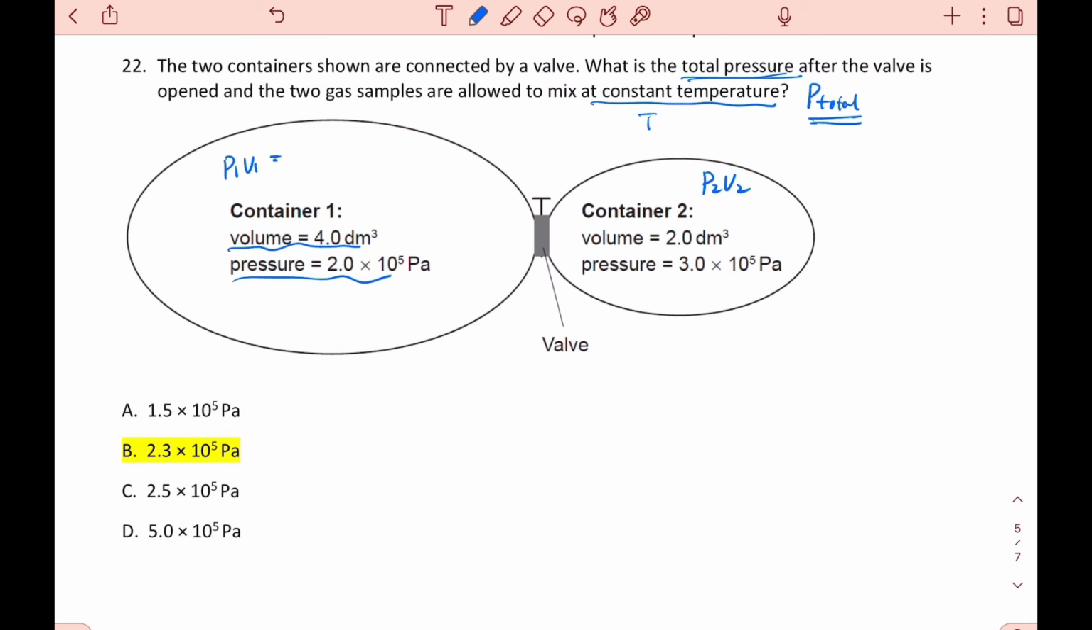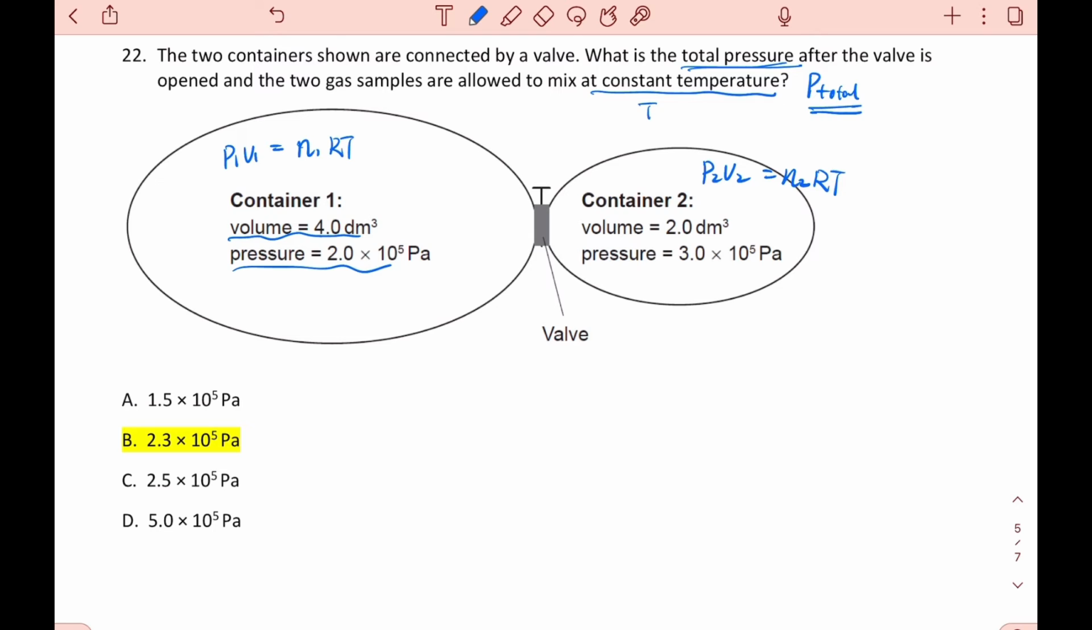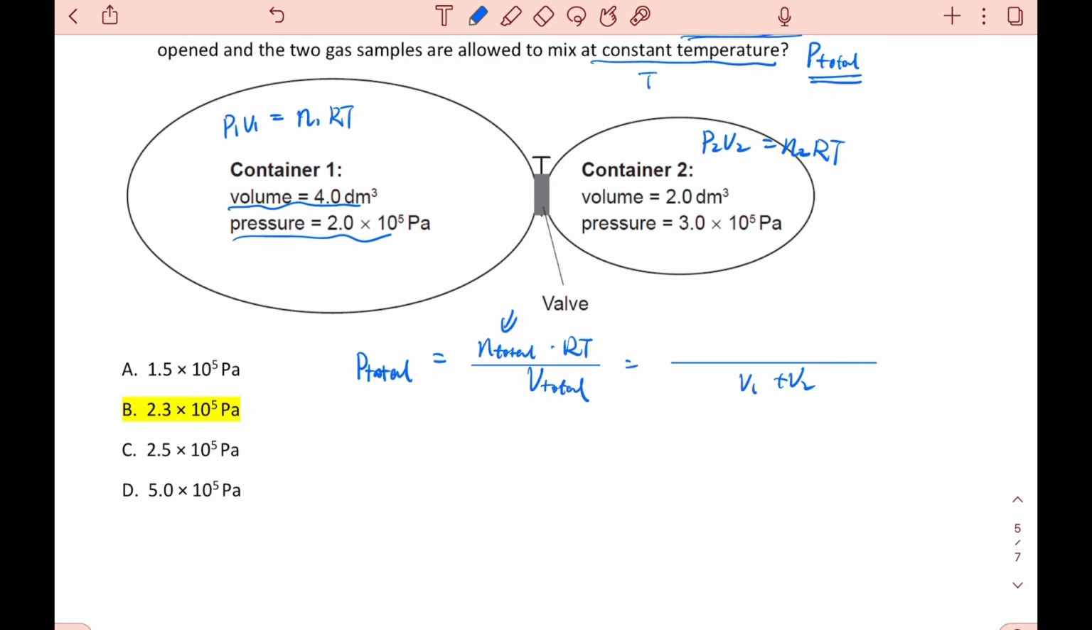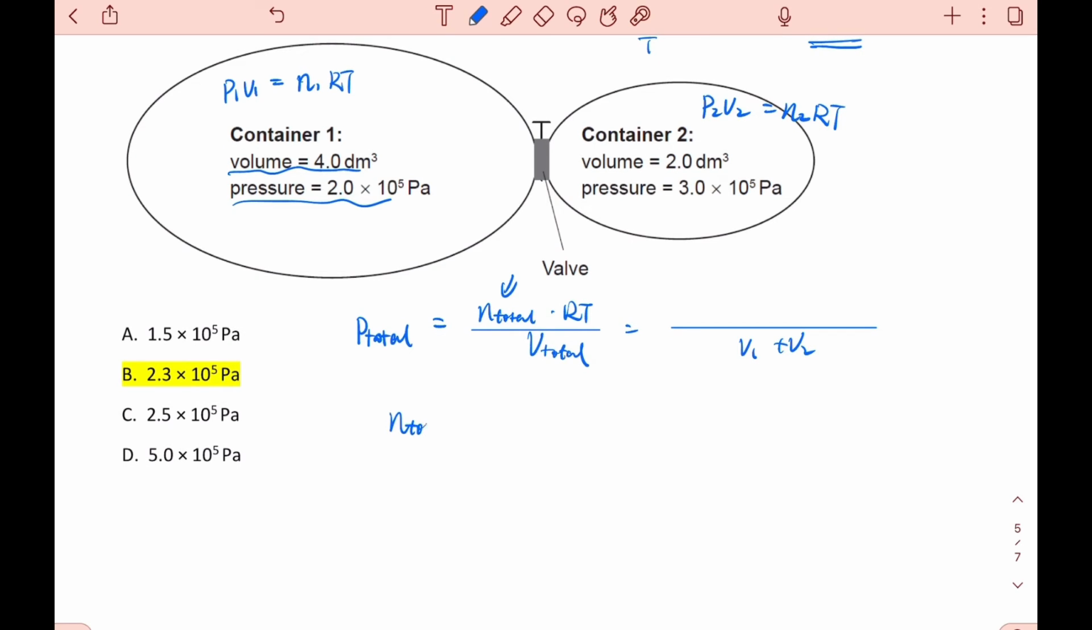P1 and P2 essentially determine n1, right? Because temperature is constant before and after mixing. So similarly, we also have n2RT. If we are to work out P total, then P total should equal n total times RT divided by V total. Now, V total is easy, because before and after mixing, all we need to do is put V1 plus V2, and we already have both volumes, right? So what is n total after mixing?